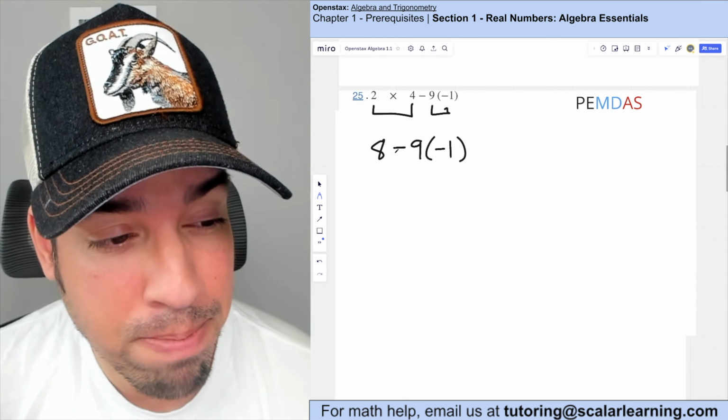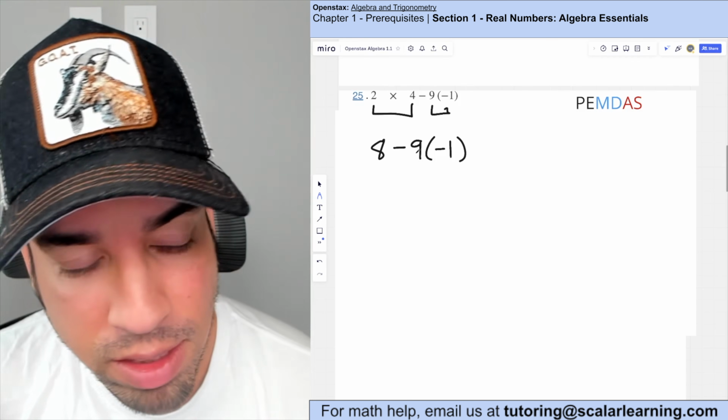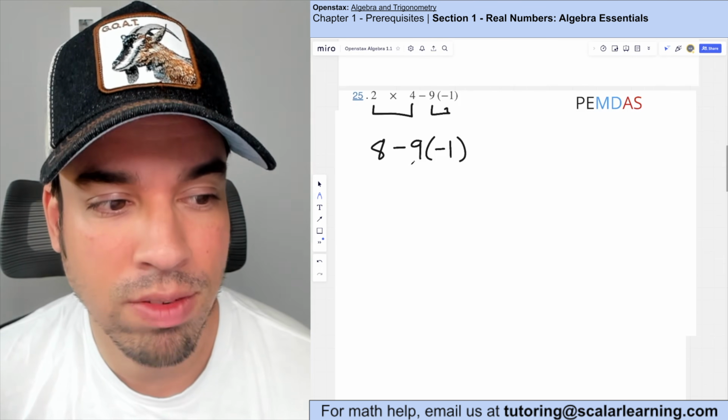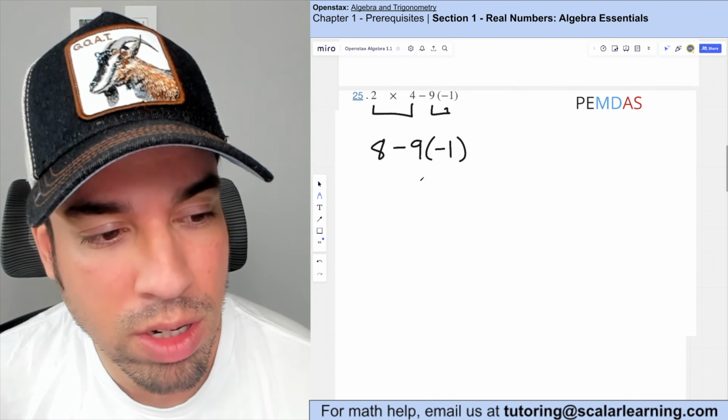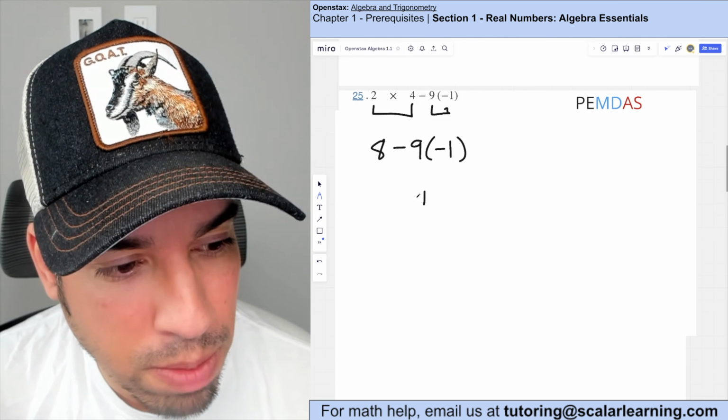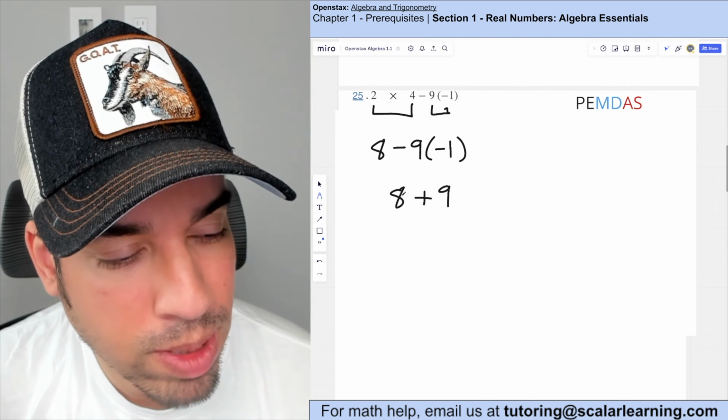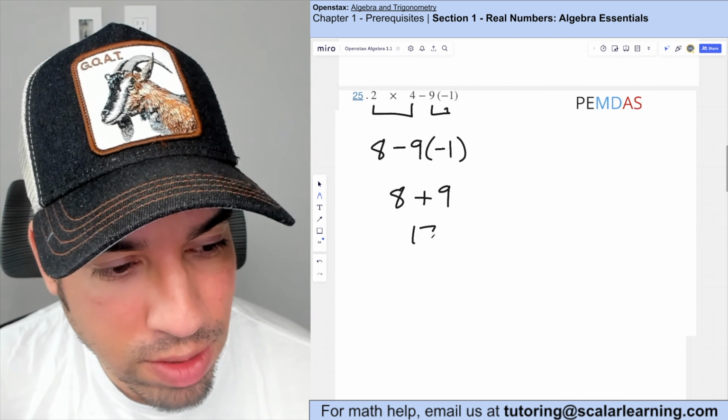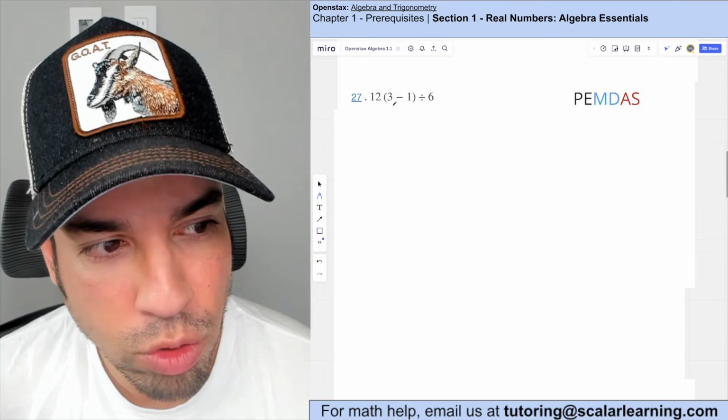What I always say is that minus sign is sticky. It sticks to the number on the right. So I'm going to consider it a -9. -9 times -1, negative times a negative is a positive, so it's a positive 9. Last but not least, we got 8 plus 9, which is 17. Done.